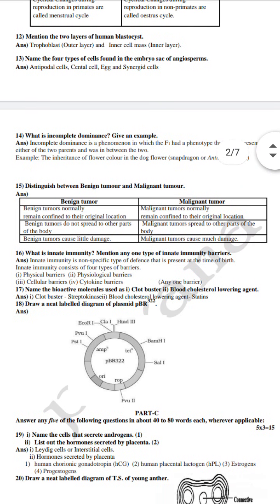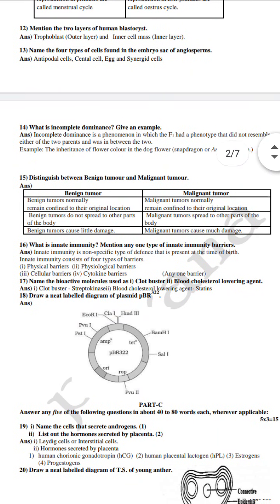Next, 12th question. Mention the 2 layers of human blastocyst. Zygote develops into embryo, embryo develops into blastocyst in humans. This blastocyst has 2 layers, outer layer and inner layer. Outer layer is called as chloroplast and inner layer is called as inner cell mass layer. So each one carries 1 mark here.